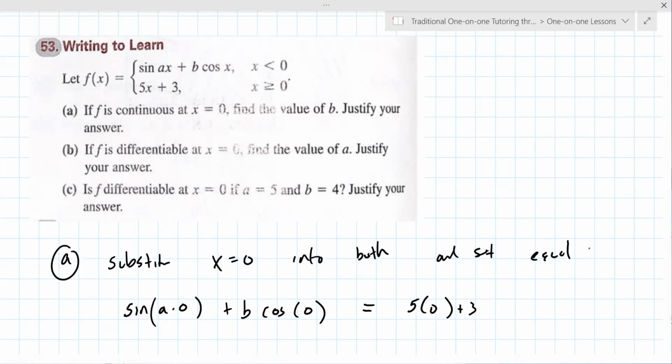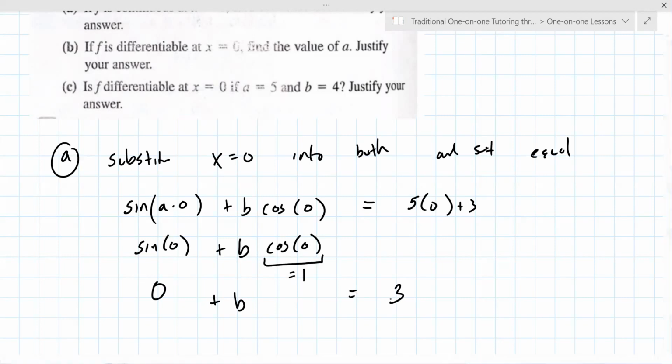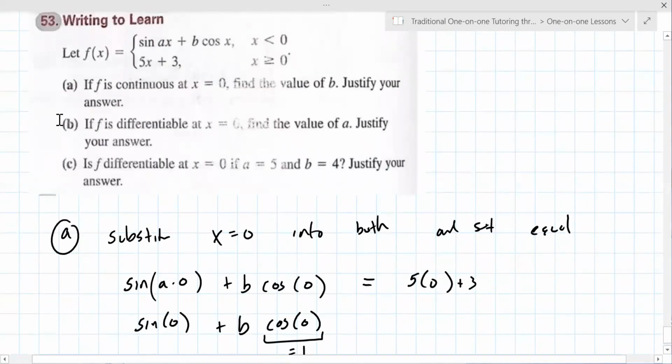So notice that sine of 0 is always 0. That's a unit circle thing. This is the sine of 0, which is 0, plus b cosine 0. Cosine 0 is 1. So this is plus b equals 3. So b equals 3. Yes. So that's for continuous.